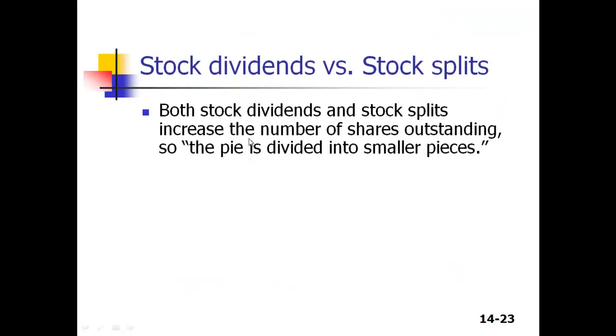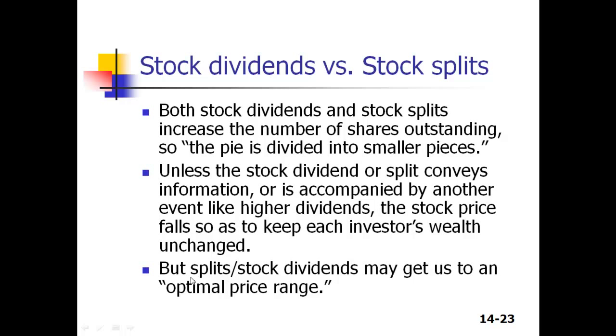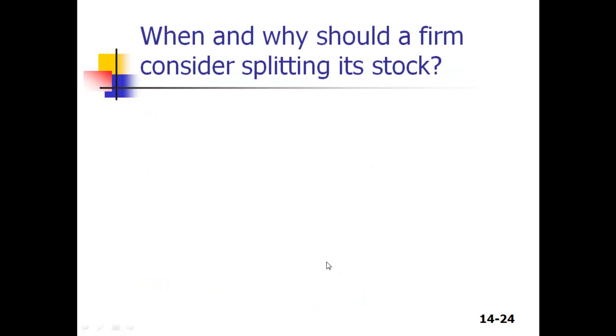Okay. So both stock dividends and stock splits increase the number of shares outstanding. So in essence, the pie is divided into smaller pieces. Unless the stock dividend or split conveys information or is accompanied by another event like higher dividends, the stock price falls so as to keep each investor's wealth unchanged. Okay, splits and dividends may get us to an optimal price range. Optimal price range of what? Of the stocks, exactly.